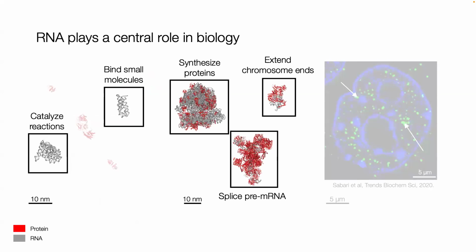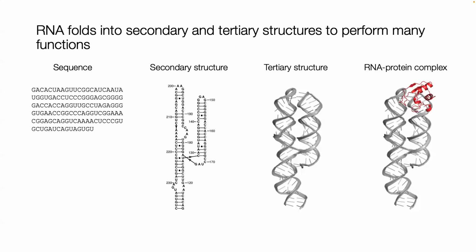So RNA plays a very central role in biology. It's responsible for catalyzing reactions, binding small molecules, synthesizing proteins, splicing pre-mRNA, extending chromosome ends, just to mention a few functions. And for RNA to carry out these functions, it folds up into secondary and tertiary structures. So the secondary structure describes the pattern of base pairing within the molecule. The tertiary structure is the three-dimensional structure that the molecule folds up into. And then these 3D structures very often bind to proteins to form intricate RNA protein complexes, and that's how they may carry out their function.